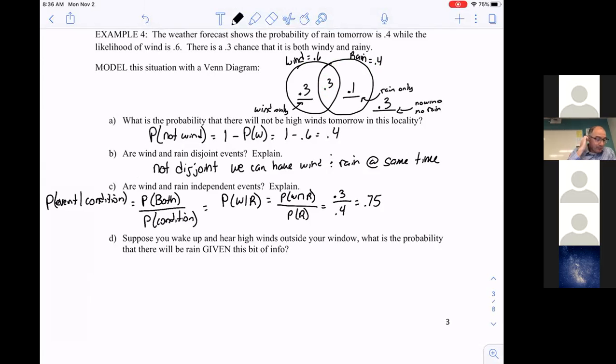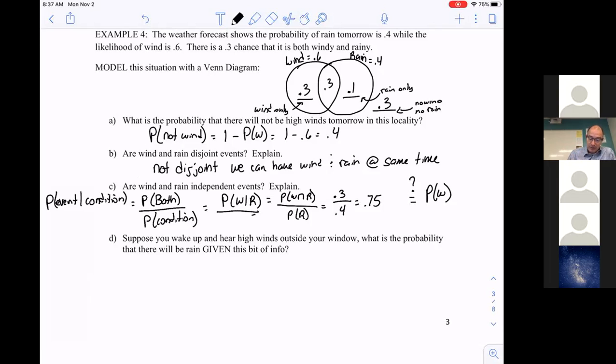Now the thing is, we have not even answered the question that it wanted to know yet. It wants to know, are these independent events? So I just calculated a conditional probability, the probability of wind given rain. What I want to do then is compare that to the probability of wind only. So I want to see, does the existence of rain increase or decrease the likelihood of it being windy? That's what I'm determining here.